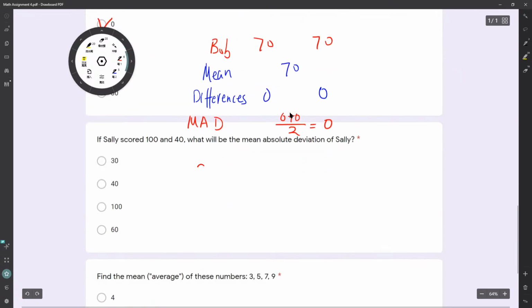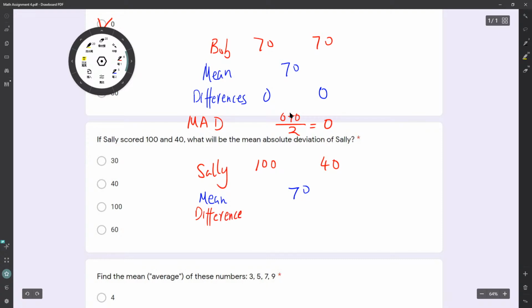And next, let's do Sally. So Sally, she got 140. And we know her mean is 70. Next, let's find out the difference between her actual grade and the mean. Here we can see the difference is 30. She got 30 points higher. And this one, the difference is also 30. She got 30 points lower. We don't care whether she's higher or lower. We only care about the difference. So in each test, the difference is 30 points.